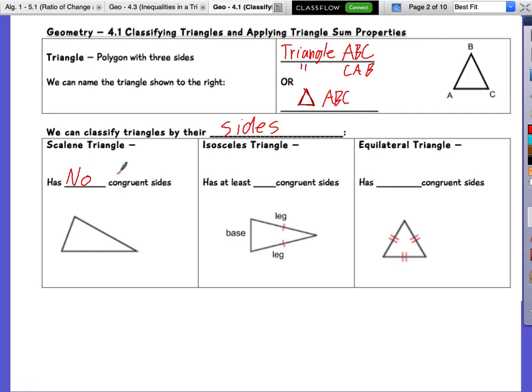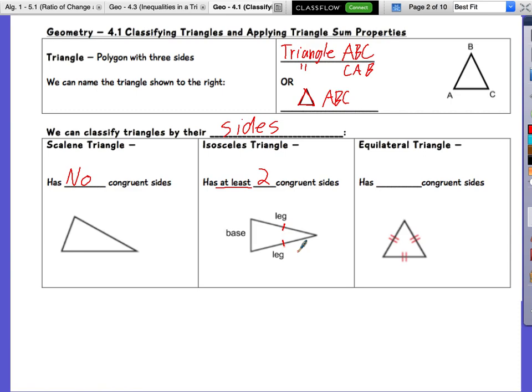Isosceles triangle, it has at least 2 congruent sides. At least 2 congruent sides. It can have 3, but it has at least 2 congruent sides. And you see these little tick marks here? That means these segments or these sides are congruent. Very good. And in an isosceles triangle, we call these 2 congruent sides legs. And we call the third one, if it's not congruent, a base. So like a thigh and two legs? Yeah. We call it a base and the two legs of the isosceles triangle.